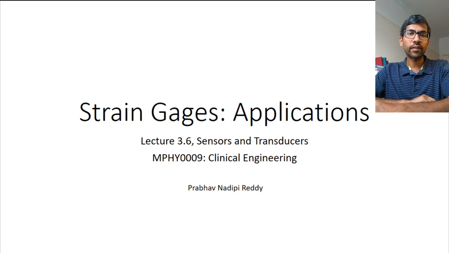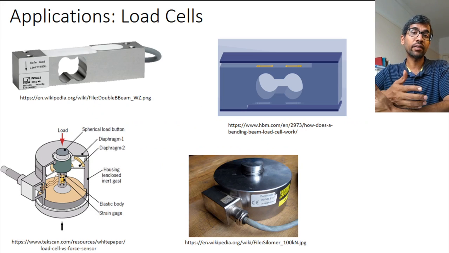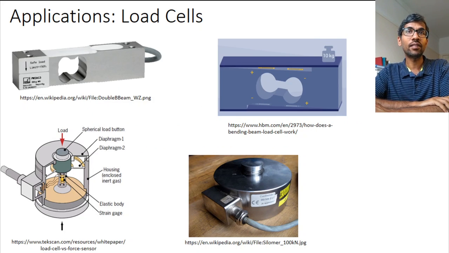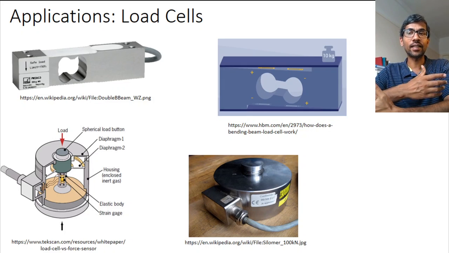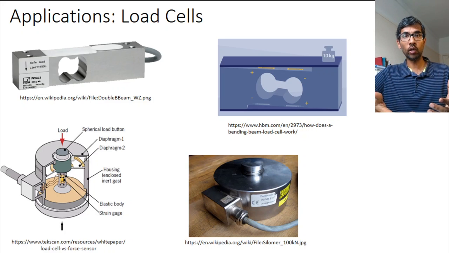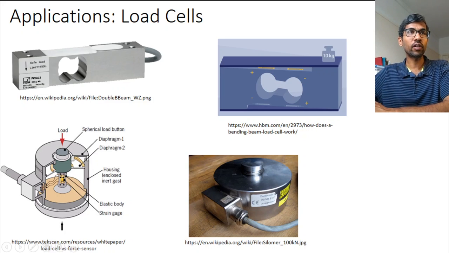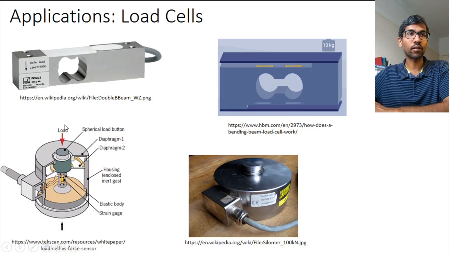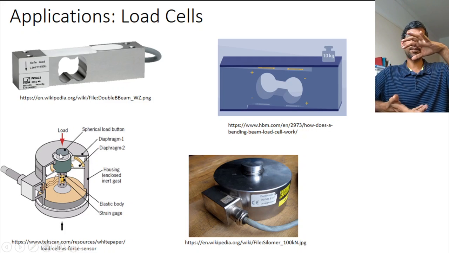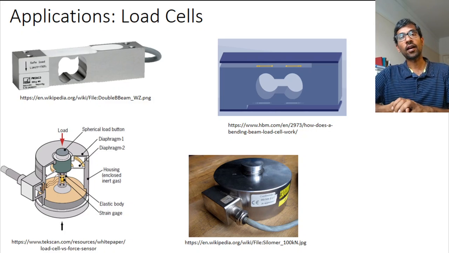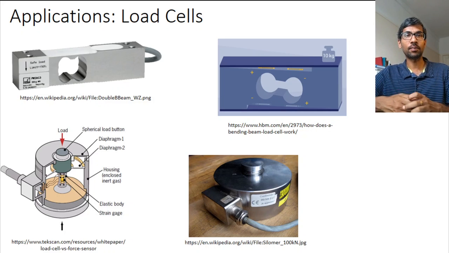Okay, let's look at a few applications of strain gauges. One of the most common places where strain gauges are used is to make a load cell. A load cell is basically a device that measures load or force. For example, in this particular device, you apply a load at this point, and the amount of weight, the amount of force that is put on the load cell is measured.